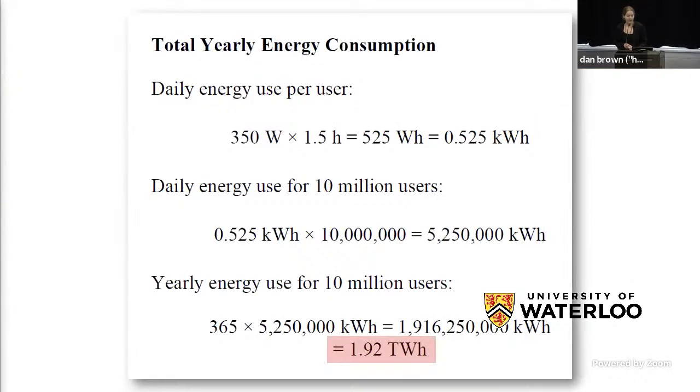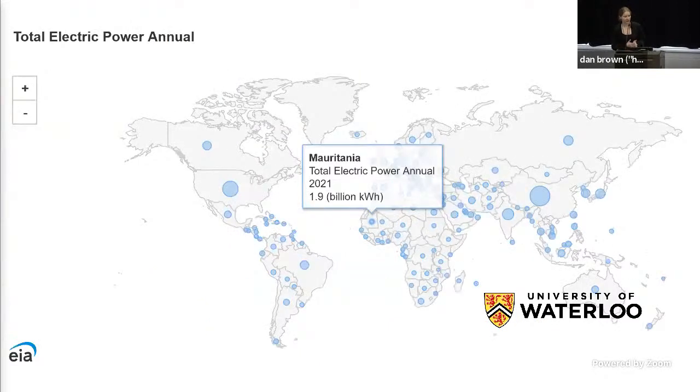Now, we then plug that into our yearly energy consumption calculation, first per user, then for 10 million users, and then yearly, which leads to a total. Again, it's our most conservative estimate for now, a peak total annual energy consumption of 1.92 terawatt hours, which on its own might not mean much. According to the United States Energy Information Administration, that is equivalent to the total energy consumption of the nation of Mauritania in Africa. So that is our most conservative estimate, just looking at 10 million people running Stable Diffusion.